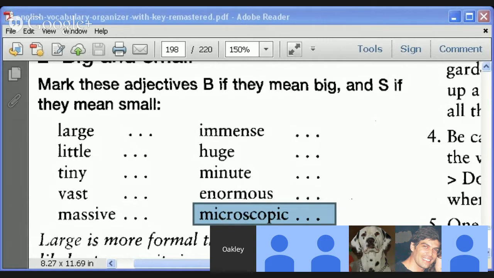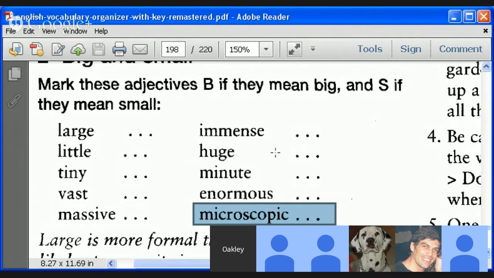Itsy bit. Oh, here's another good one. Itsy bitsy. She had a teeny tiny itsy bitsy yellow polka dot bikini. Minuscule, minute, puny. Okay. Anyway, all right. I think that's enough of that for now.